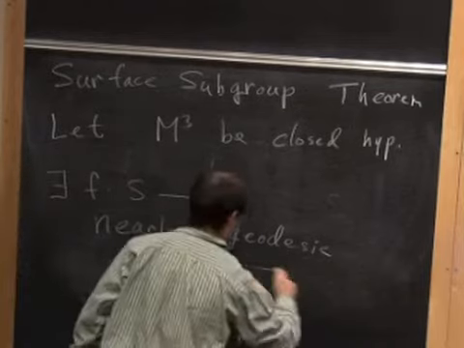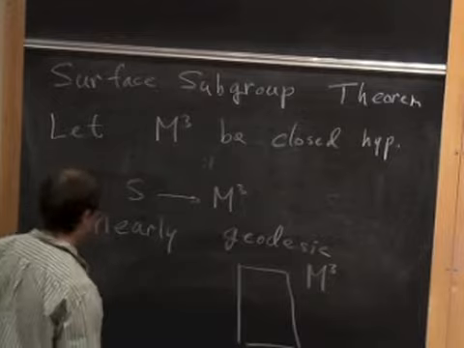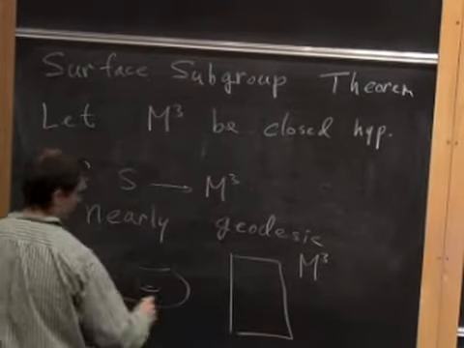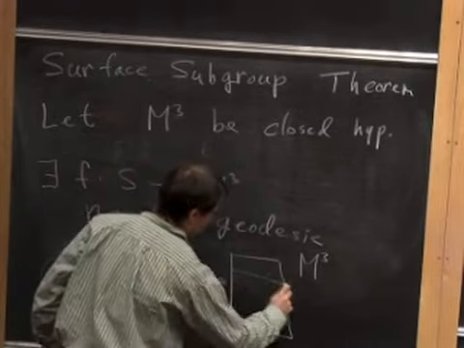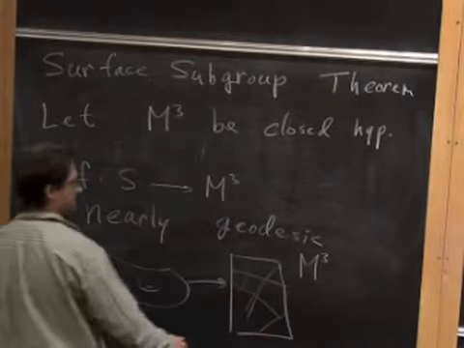So I have a 3-manifold, which I can't draw very well. And we're going to find this hyperbolic surface. And it's going to map in some highly complex way.